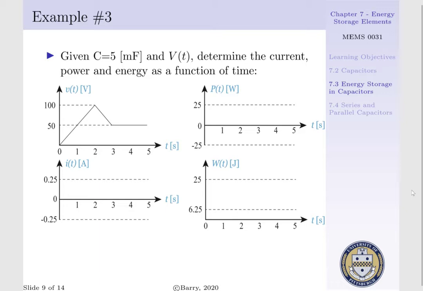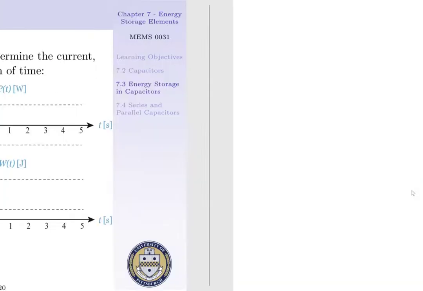We see from 0 to 2 seconds, our voltage is linearly increasing from 0 volts to 100 volts. At 2 seconds, our voltage then begins to decrease linearly up till 3 seconds, where it reaches a value of 50. After 3 seconds, our voltage remains constant.